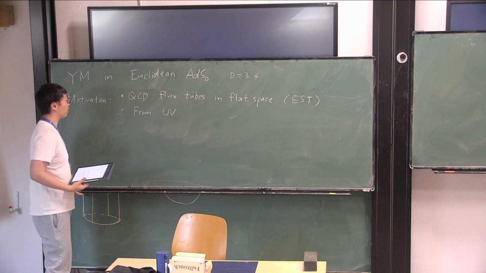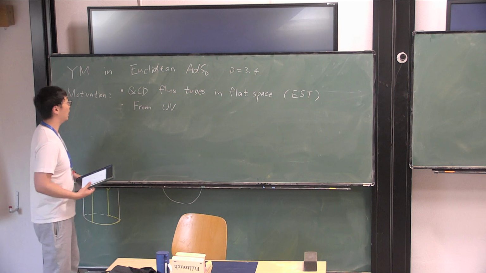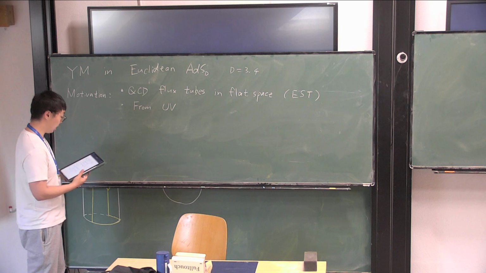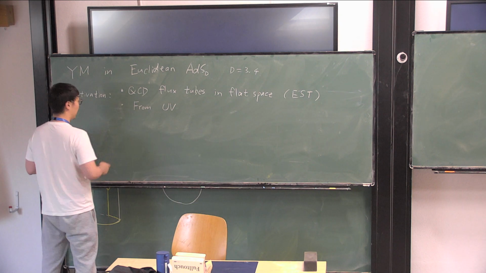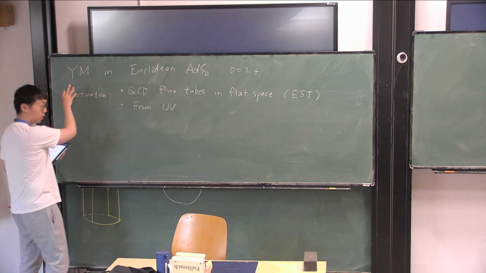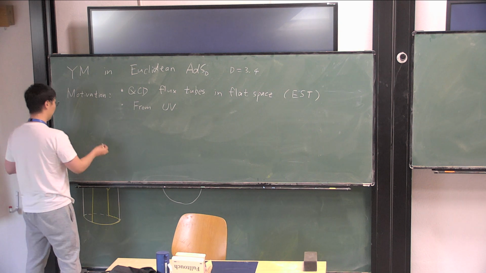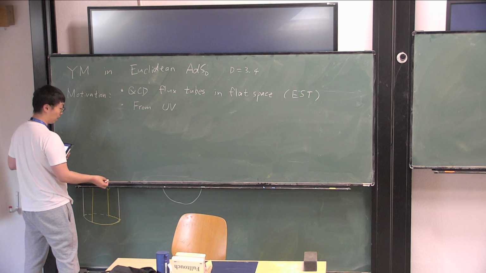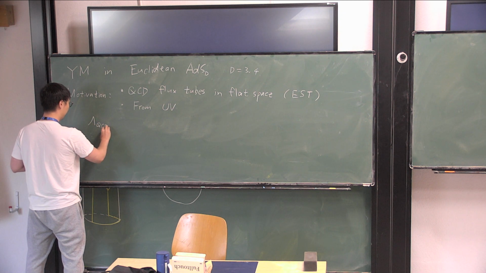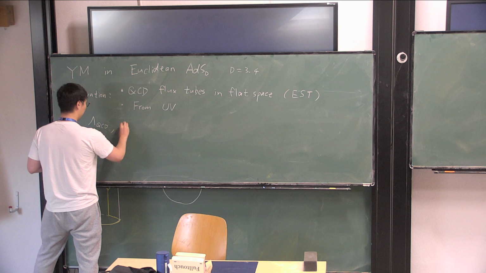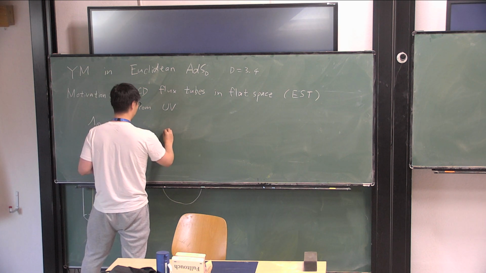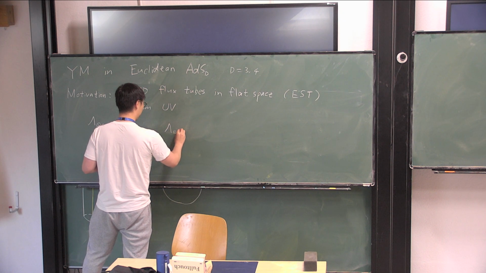It turns out that putting Yang-Mills in AdS seems to be a promising way to answer this question, because suppose you put Yang-Mills in AdS, then we only have two scales. One is the QCD scale, lambda QCD, and another is the radius of the AdS. So there's only one dimensionless parameter you can tune.